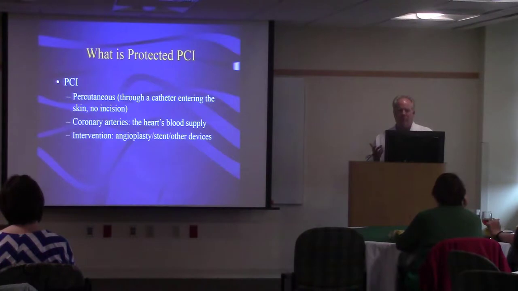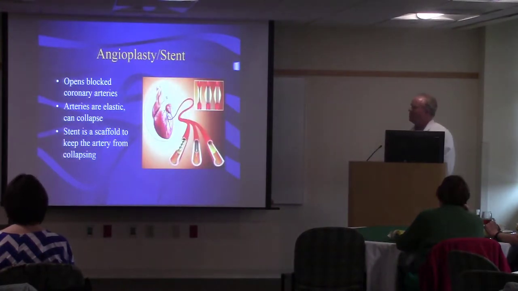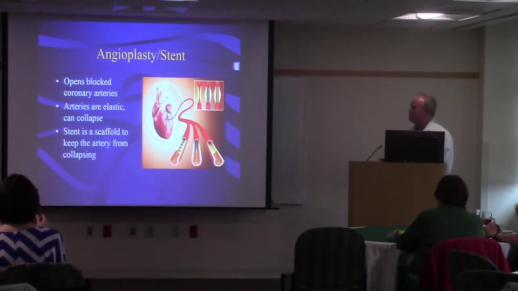The heart is a big muscle. It needs blood just like any other muscle. In fact, it needs quite a bit of blood to function. And so these are the arteries that supply the heart itself with blood. And then an intervention is just any kind of procedure that we do on these arteries to make them work better. So this is what an angioplasty or a stent entails.